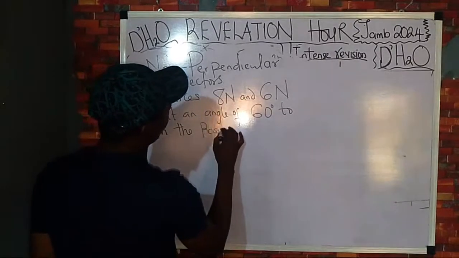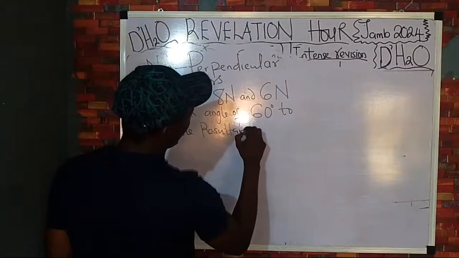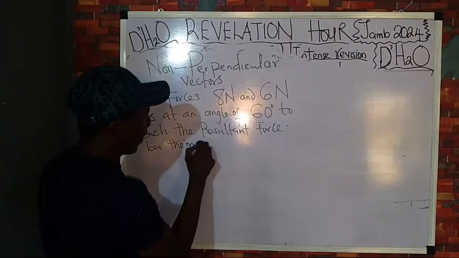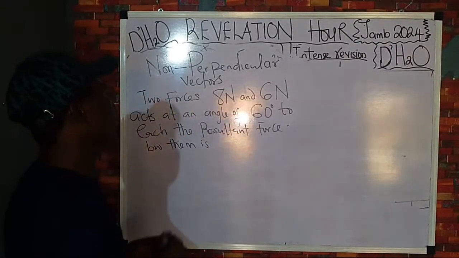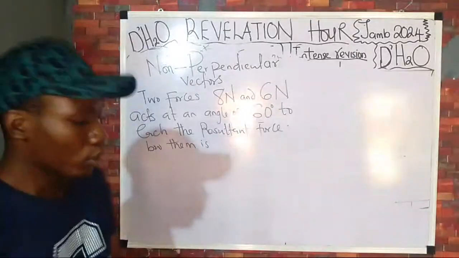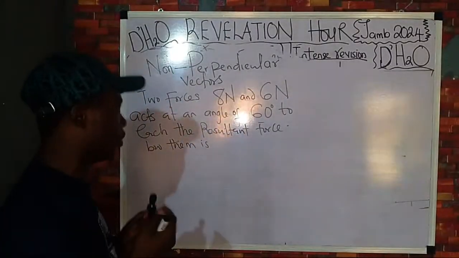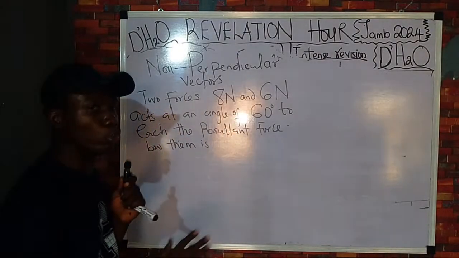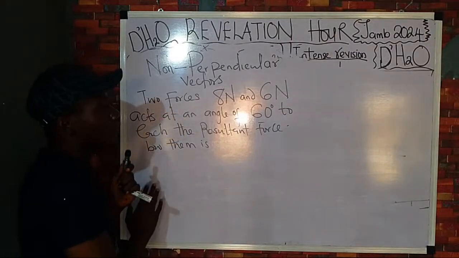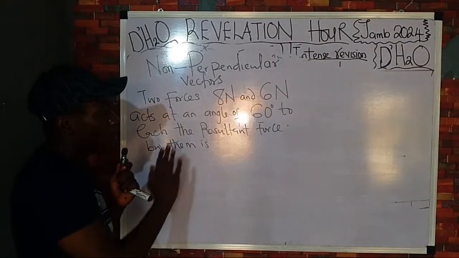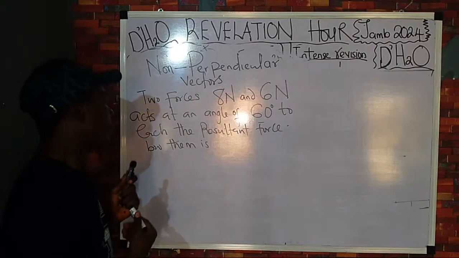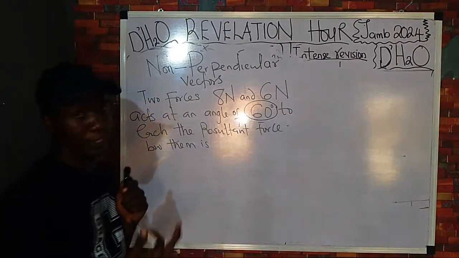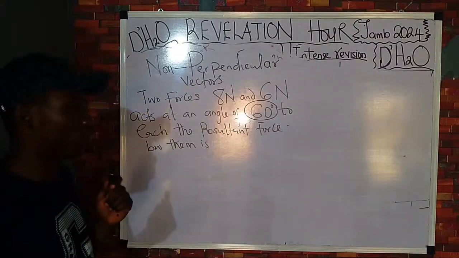The resultant force between them is what? I guess if I solve this question, you will be able to solve other questions, because I'm solving this one and I'm giving you another one to solve. But in order for you to be able to solve the other question, you have to watch carefully how I solve this question. Now, these two vectors are acting at 60 degrees. They are non-perpendicular. This 60 degrees is simply an acute angle.